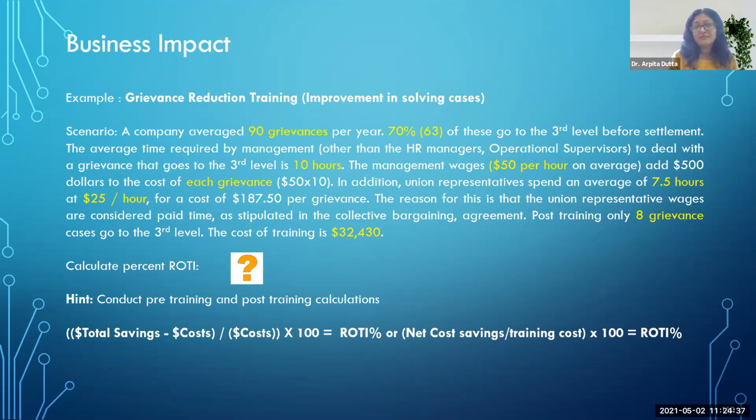The cost of training, considering all the incidental cost, miscellaneous cost, direct cost, opportunity cost, indirect cost, everything cumulative, is $32,430. This is the cost of training. Now we have to use the formula to find out the ROI percentage. The formula is: total savings minus cost, divided by cost, into 100. Okay, so this is the formula.